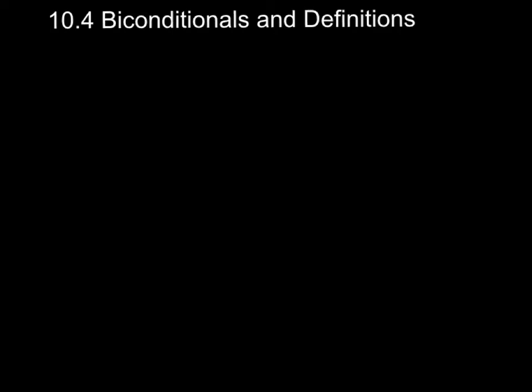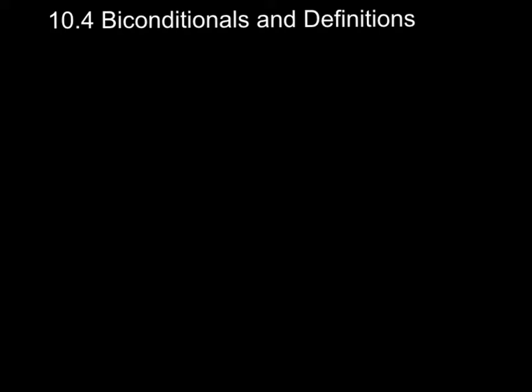In section 10.4, we are going to be talking about biconditionals and definitions. Now, a biconditional statement, we're going to be looking in the gray box in the middle of page 614. Vocab word. A biconditional is a single true statement that combines a true conditional and a true converse. Remember, a conditional is an if-then statement, and the converse is when you reverse it. So both of them have to be true.